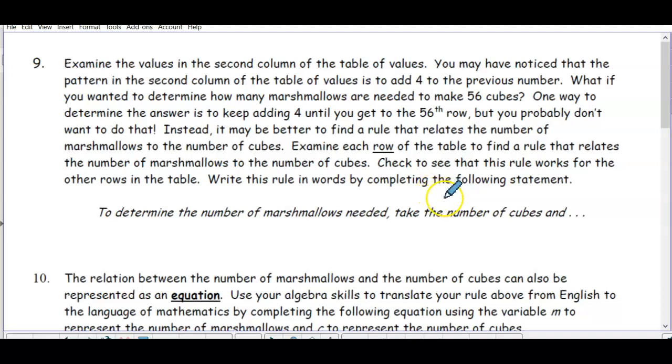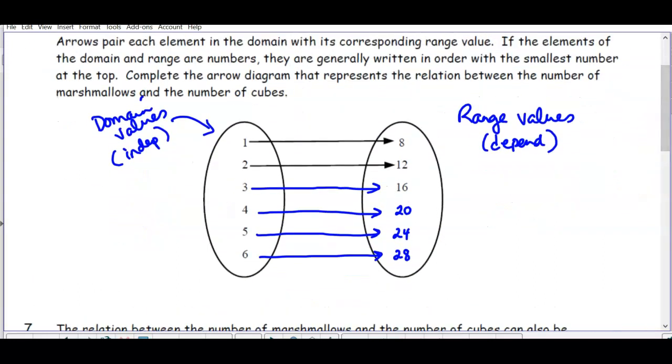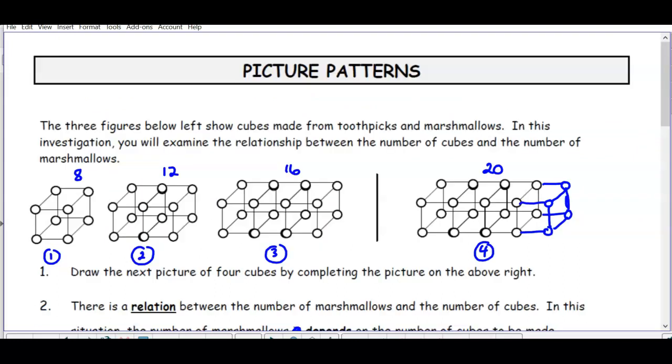Examine each row of the table to find a rule that relates the number of marshmallows to the number of cubes. Check to see that the rule works for other rows in the table. Write the rule in words by completing the following statement. So to determine the number of marshmallows needed, so this is your dependent, take the number of cubes, that's your independent, and what do? Well, let's take a look here. Actually, I'm just going to go back to the table. I always kind of like to go back to the table.